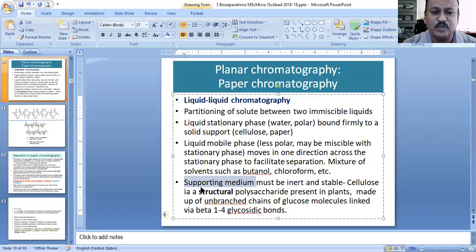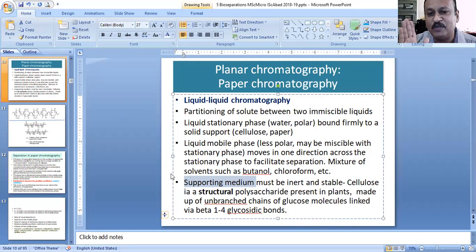Right. So I was talking about the supporting medium. Since the supporting medium, or the paper itself, is not involved in any kind of interaction with the sample components, we expect the supporting medium to be very inert. What is the meaning of inert? It should not itself react or interact with the sample components.